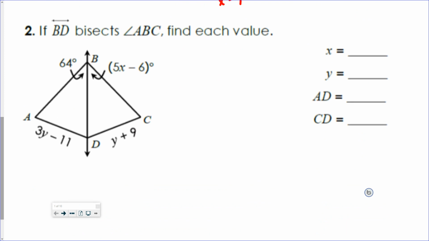So here it tells me that line BD bisects angle ABC. Now my angle kind of has end points here, so this one is a little different. But if it's an angle bisector, it means it splits this angle right into two congruent angles, or right in half. So to find x, I know that that second angle right there, that 5x minus 6, also has to be 64 degrees. It splits it right in half. So I solve for x first this time. I got x to be 14.